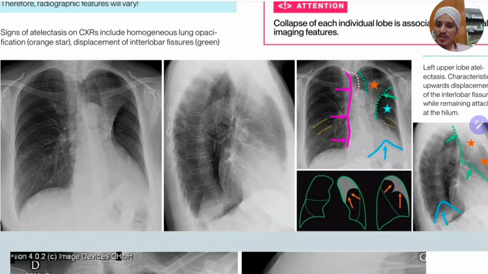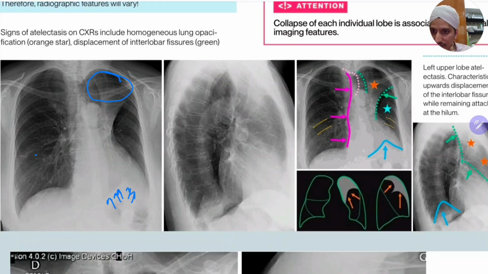Now just look here, you can appreciate a border-like opacification. This is the opacified area, and you can appreciate a border here. And see here, the diaphragm is tented. I will show like this. This border, the tented border, you can see. And this is the upper lobe. Remember, this is the upper lobe. And one more thing I will show you.